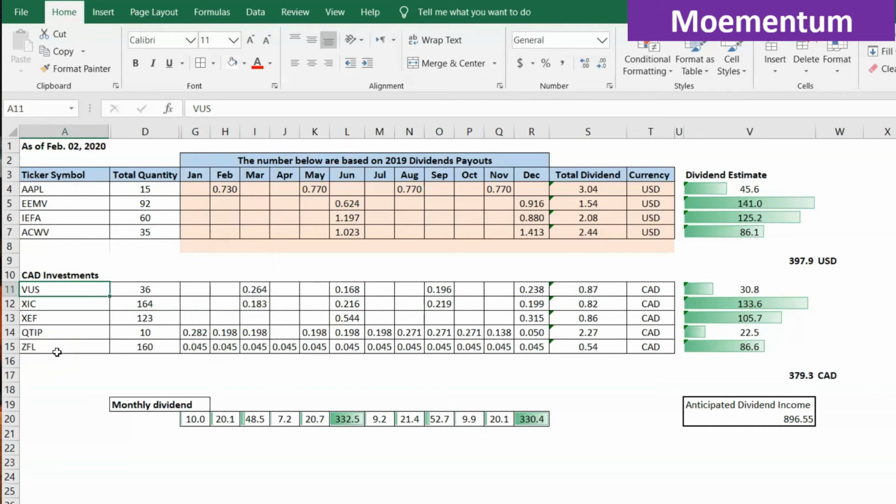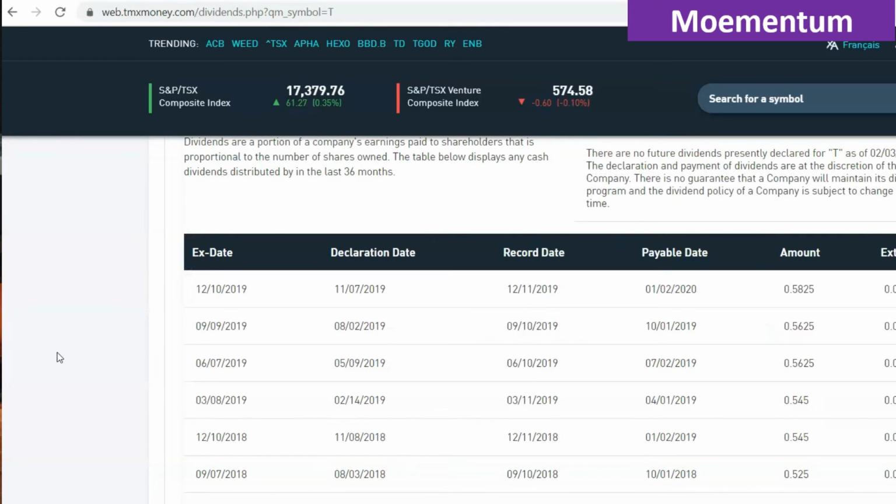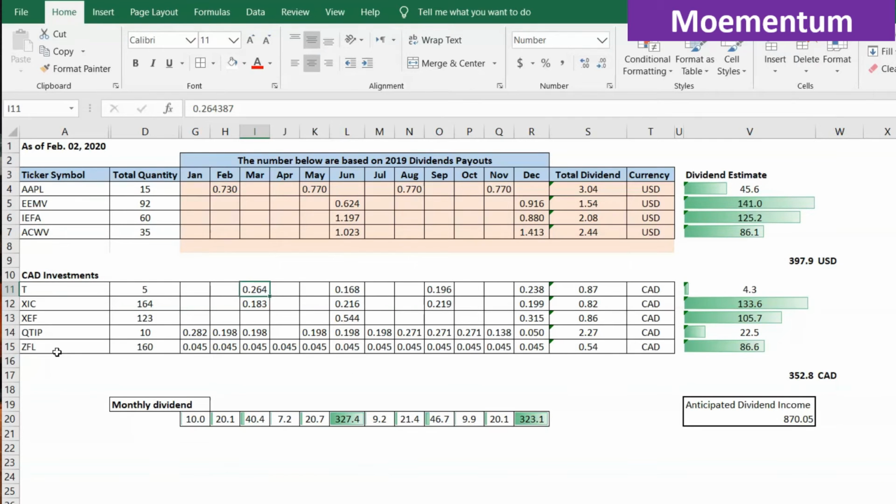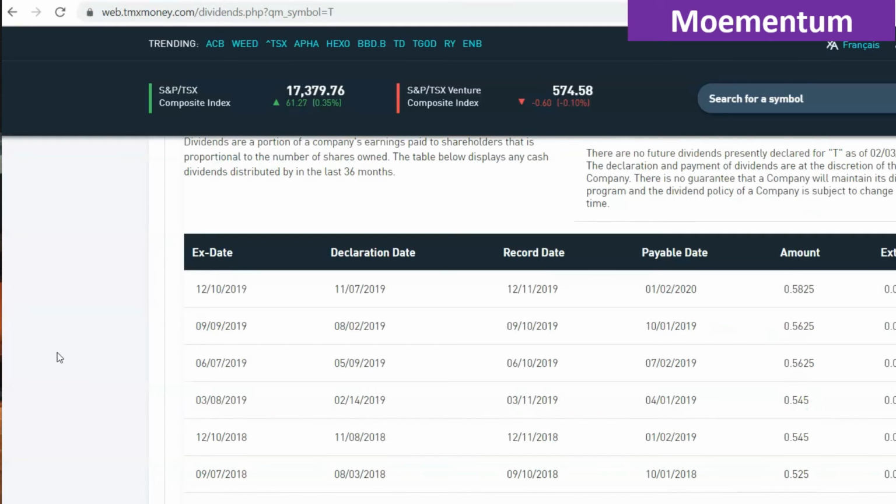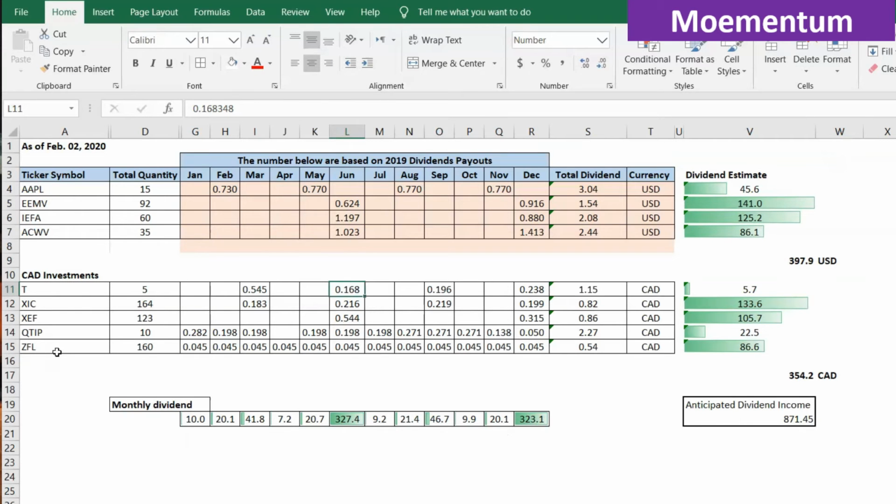So for example, let's update this. I'm going to put TELUS. And for example, I have 5 shares of TELUS, and the payments were in March, we had 0.545. And similarly, in the other consecutive months, we had 0.5625.